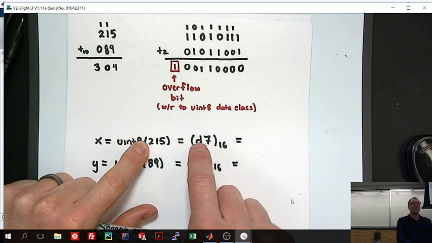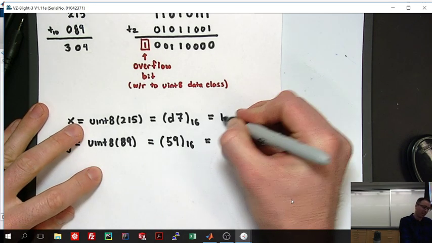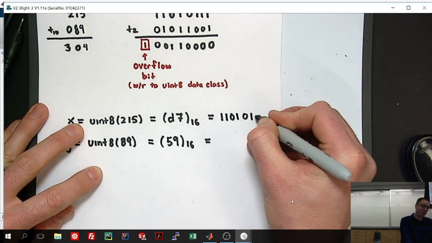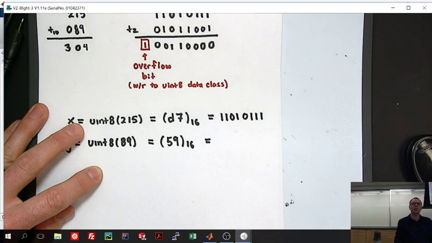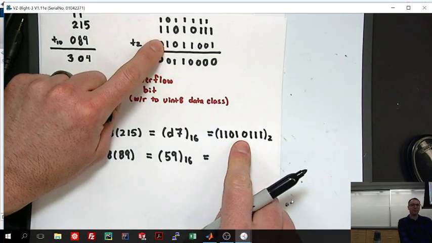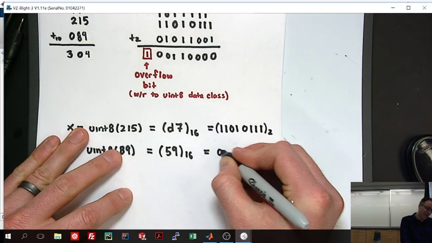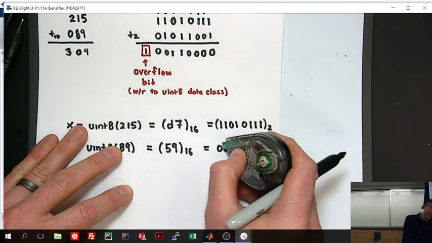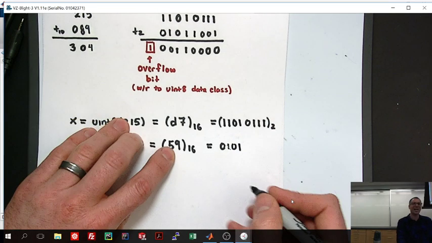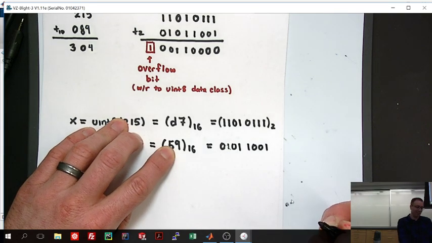D7. I know D is 13. Well, what is 13? 13 must be 8 plus 4 plus 1, right? 7 must be 4 plus 2 plus 1, which means that this number is that number, right? All right, 5, 9. Well, what is 5? 5 is 4 plus 1, right? What is 9? 9 is 8 plus 1, right?